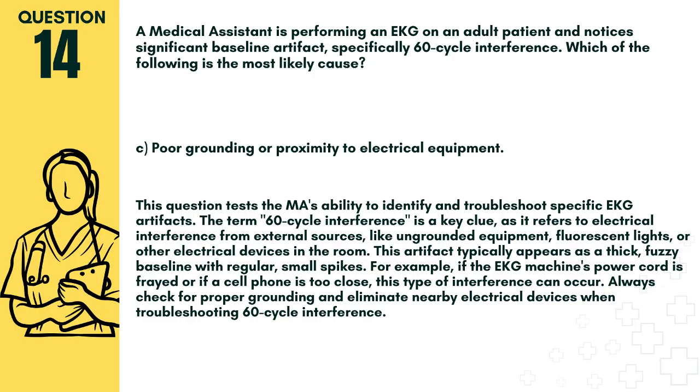This artifact typically appears as a thick, fuzzy baseline with regular, small spikes. For example, if the EKG machine's power cord is frayed or if a cell phone is too close, this type of interference can occur. Always check for proper grounding and eliminate nearby electrical devices when troubleshooting 60-cycle interference.